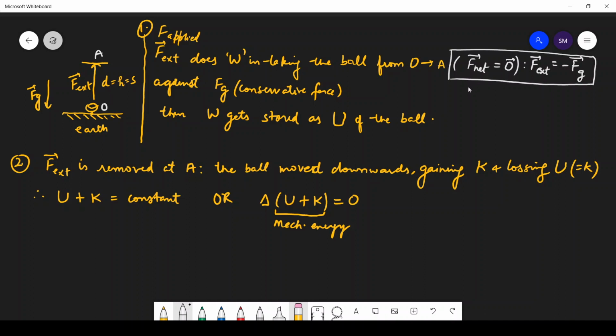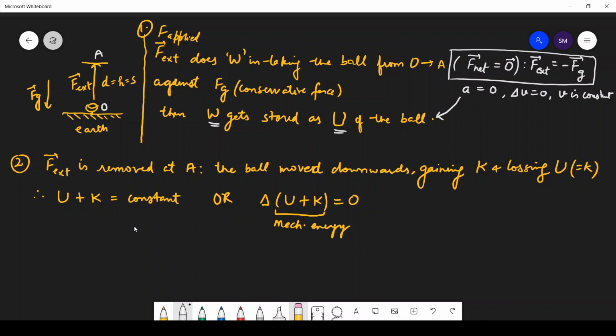In other words, we can say that because F is equal to ma, F net is 0, it means acceleration is 0. It means there is no change in velocity. It means velocity is constant, or velocity was constant when you were taking this ball up. So these are the conditions. Then only whole work done by the external force will get stored as potential energy. So these are the conditions that you are supposed to follow.